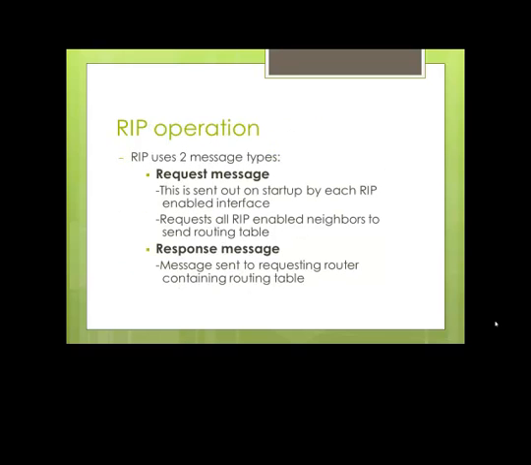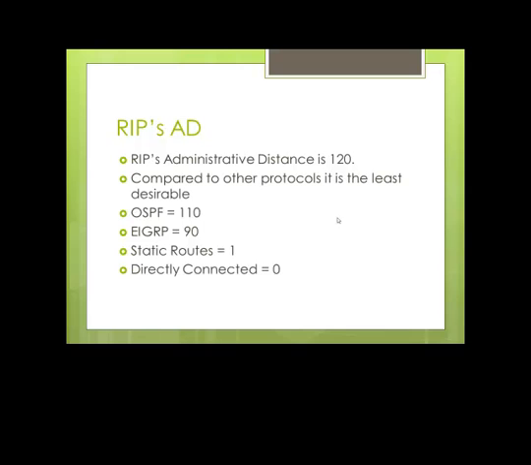RIP uses two message types. The first is a request message and the second is a response. The request is a message that's sent out on startup by each RIP-enabled interface. Essentially, it's requesting all neighbors to send their routing table update to that interface. The response message is then a response to that requesting router containing the routing table. So when a router running RIP boots up, it will send out a request message and its neighbors will respond back with their entire routing tables.